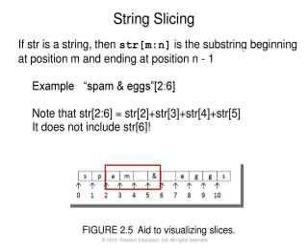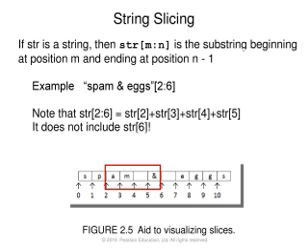Another simple operation you can perform on string literals is called string slicing. In string slicing, you can reference a sequence of characters within a string. And you specify that by using the name of the string variable, followed by a bracket with the range of the string characters that you want to reference.